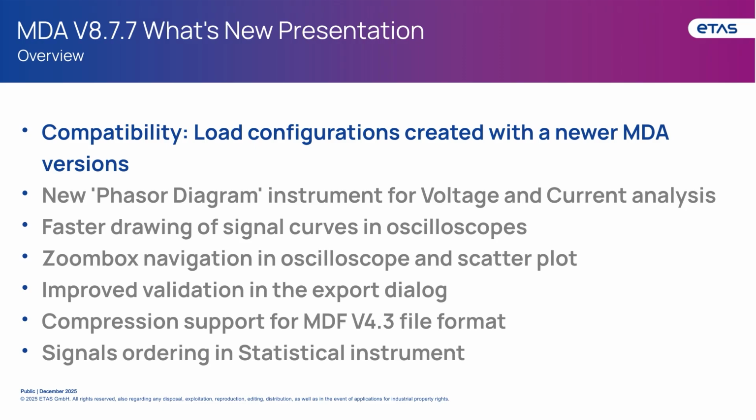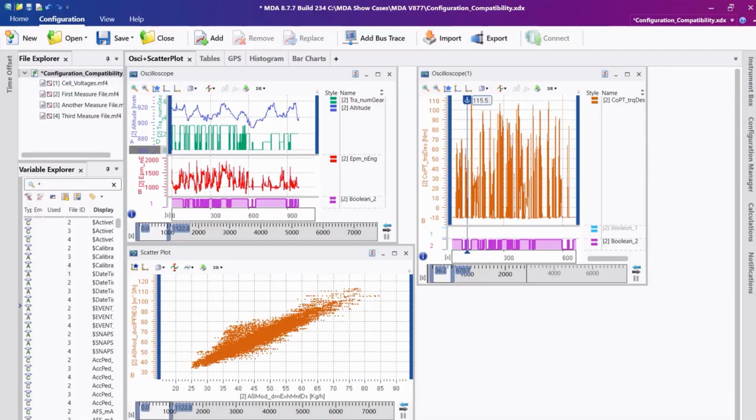The first section explains how MDA V8.7.7 handles configurations created with future MDA versions. Previously, MDA V8 could open configurations from newer versions and imported measurement files with time offsets. During this process, all layers and oscilloscopes and tables were imported first. With the release of MDA V8.7.7, support for importing the scatterplot instrument has been added.